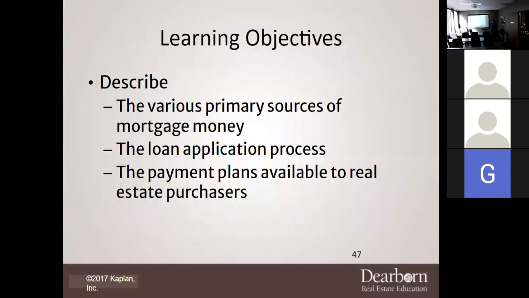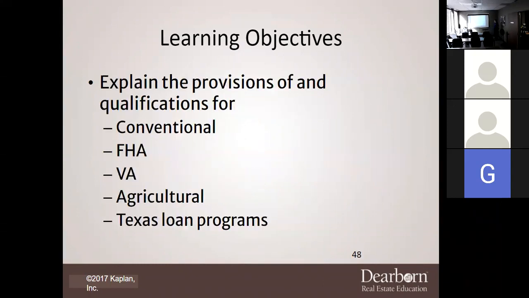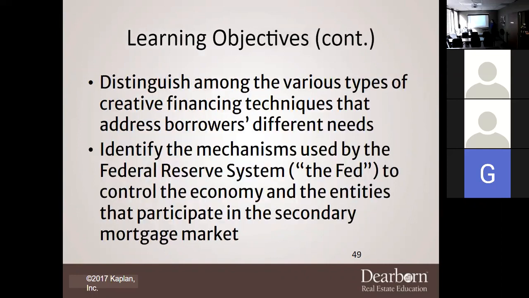So tonight we're going to talk about describing the various primary sources of mortgage money, the loan application process, and the payment plans that are available to real estate purchasers. We're also going to explain the provisions of and qualifications for conventional, FHA, VA, agricultural, and Texas loan programs. We'll further distinguish among the various types of creative financing techniques that address borrowers' different needs.